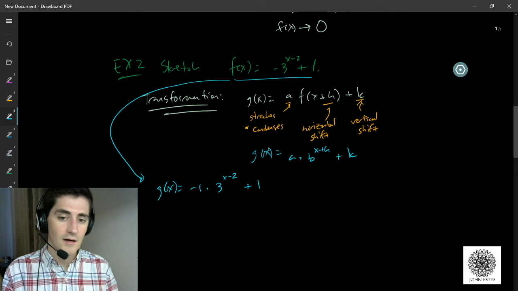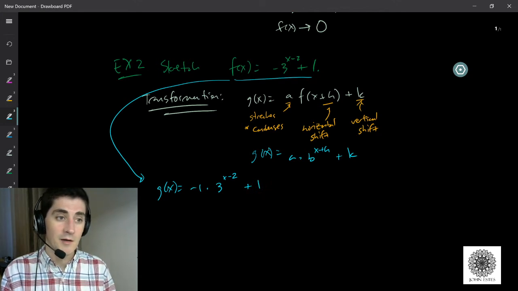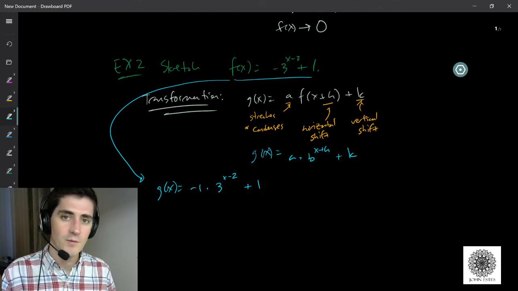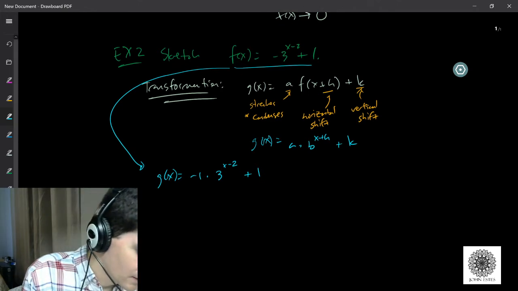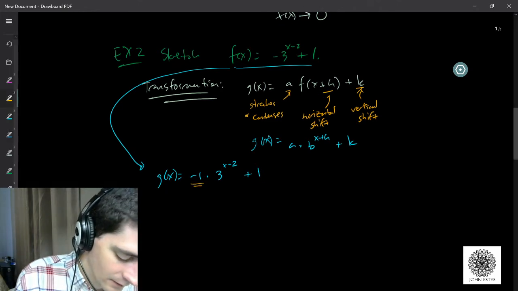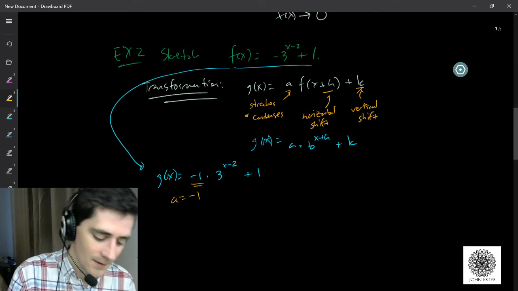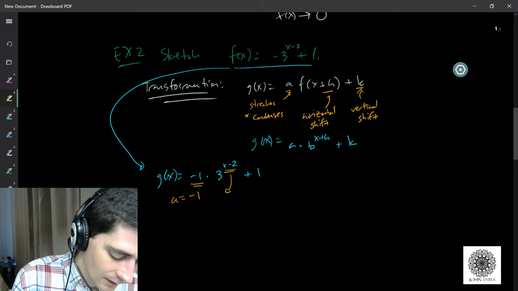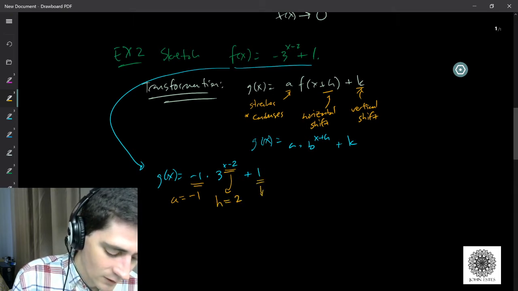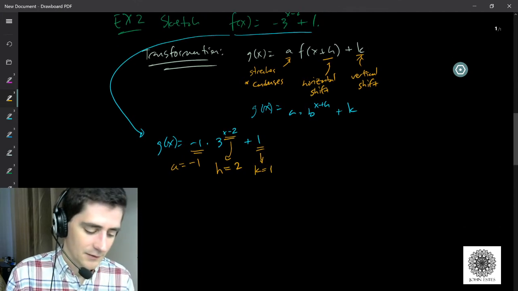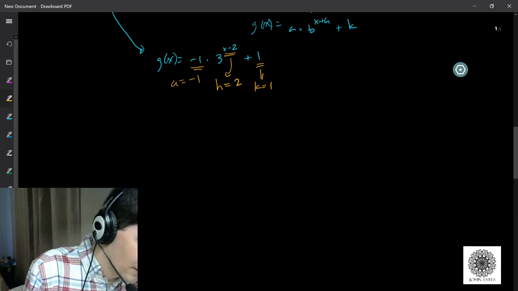The negative is not being applied with the exponent, okay? The exponent is around the 3. The negative 1 is being multiplied out front. So here, this is my a value. That's my a value, negative 1. The negative means it's going to do what? Flip upside down. The x minus 2 is a horizontal shift, so I have h is positive 2. And then the 1 is a k value.